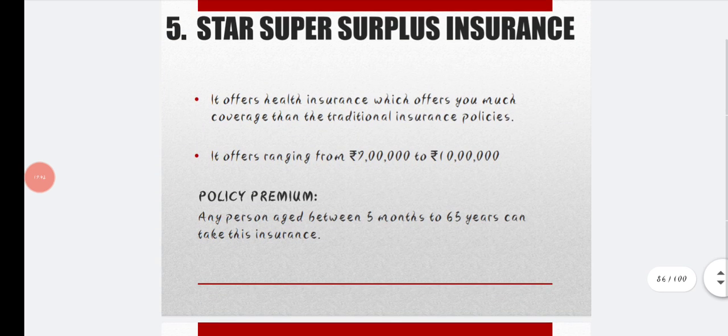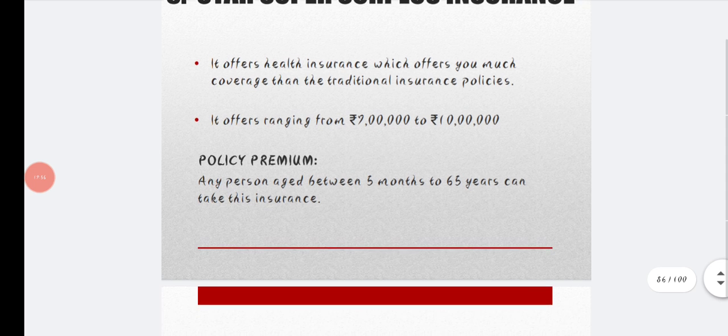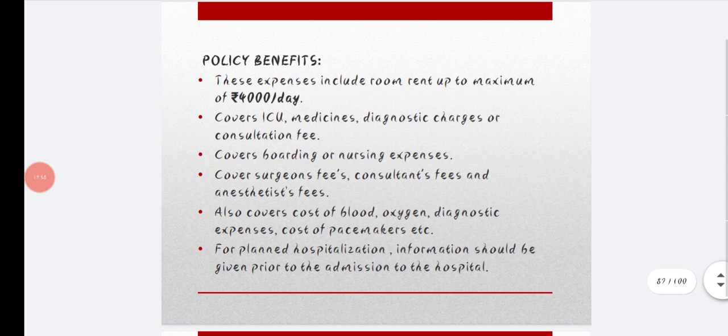Next is Star Super Surplus Insurance, that is paying around 7 lakh to 10 lakh rupees for the health insurance. Policy premium is for 5 months to 65 years of people. Policy benefit, the room rent for 4,000 per day. It covers ICU, medicine, diagnosis charges, also covers boarding and nursing expenses, and other hospital related things will be insured by this policy.